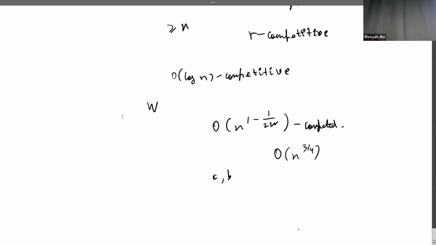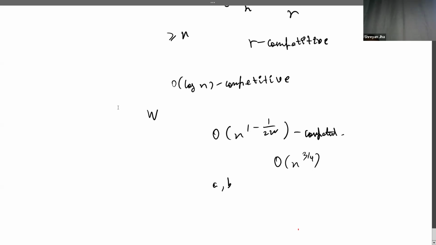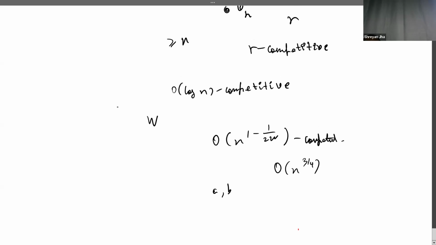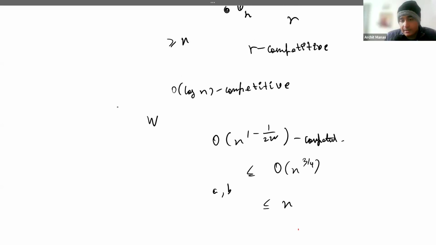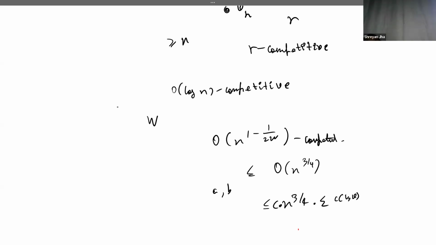At most this much or at least this much? Or on average this much? At most n to the 3 by 4 times some constant times the sum of weights on that path. So this is the at-most case.